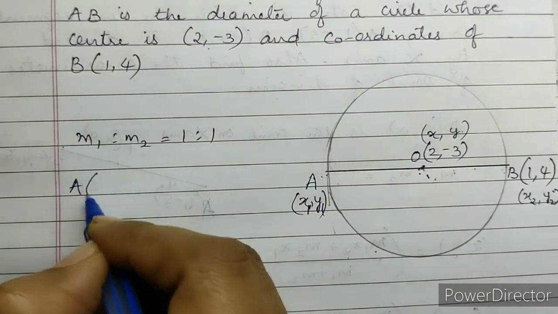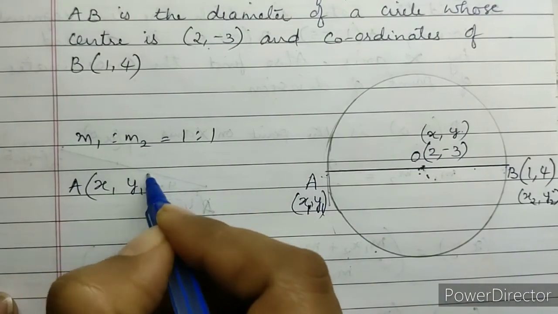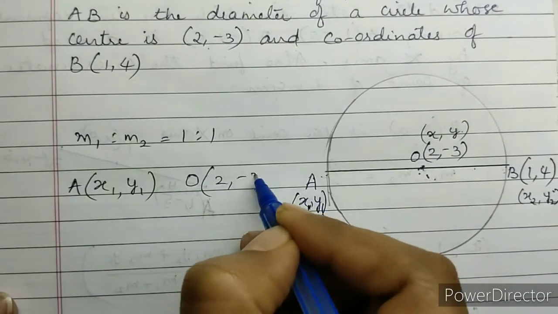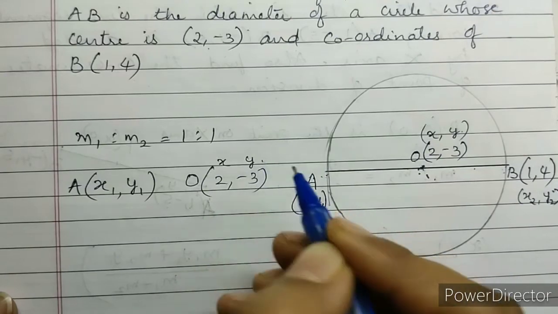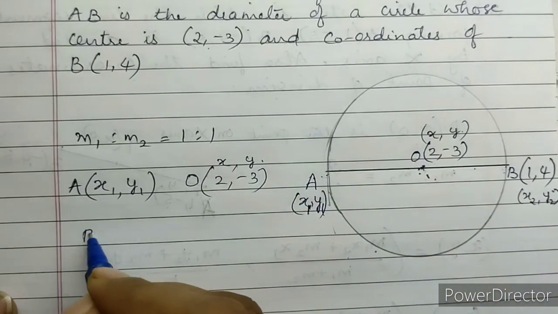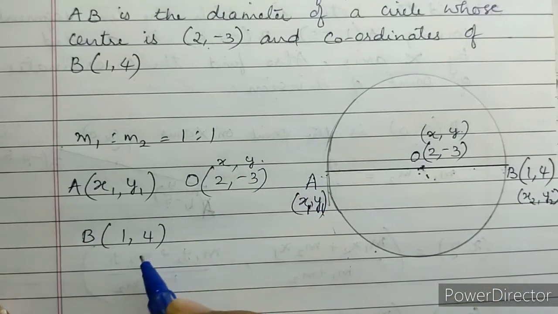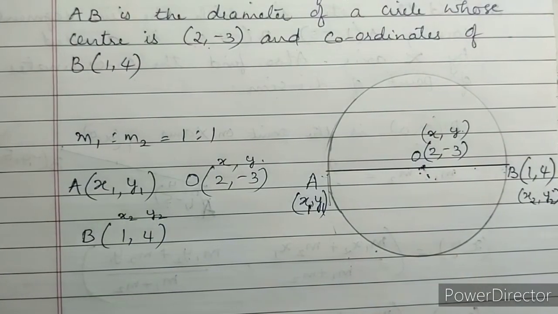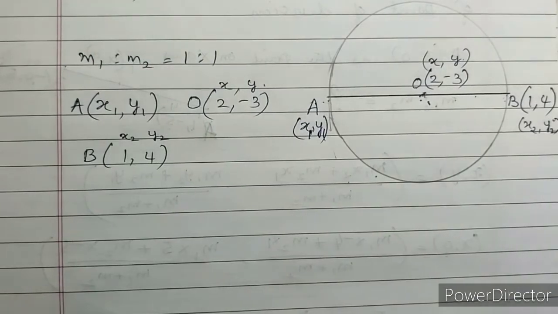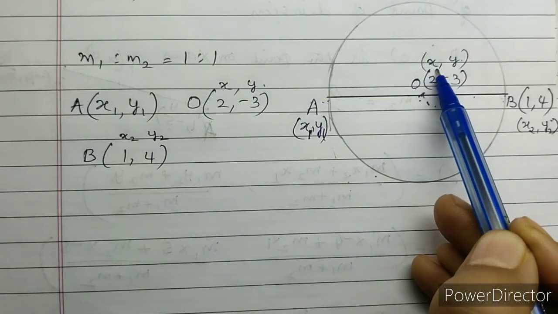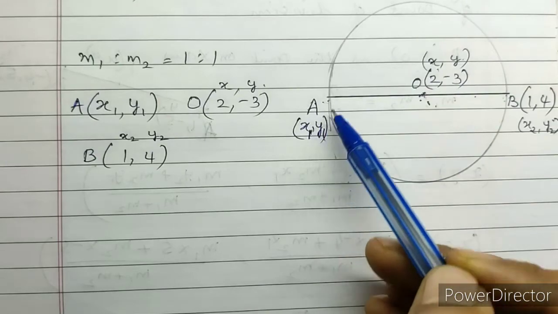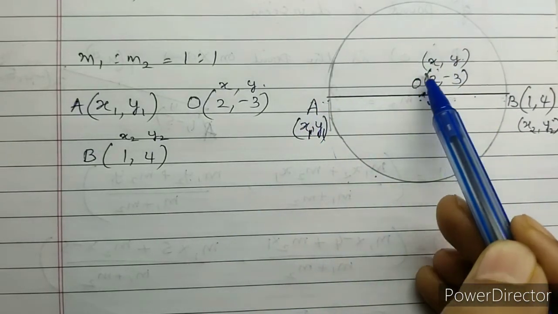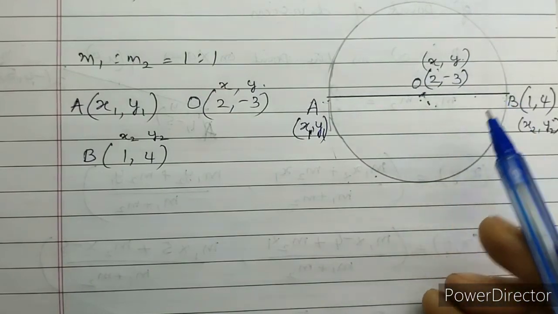Now A, x1, y1 you don't know. O is 2, minus 3, which is xy, and B is 1, 4, which is x2, y2. Now you can write the section formula. By using the section formula you get the xy value. Don't forget that whichever point is unknown, that partition point, you have to write as xy.